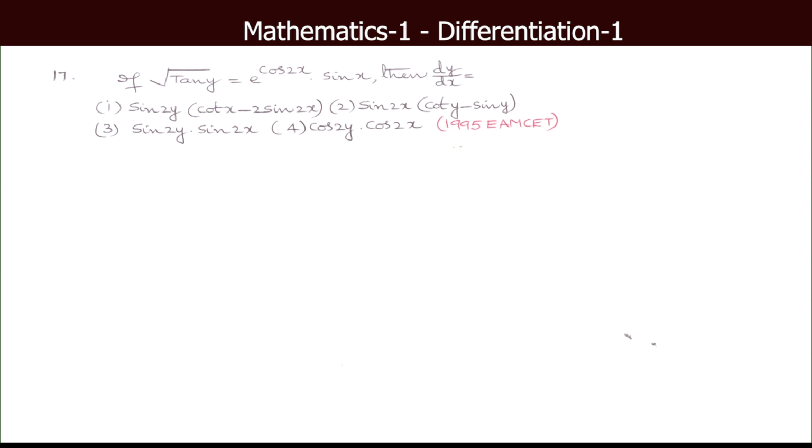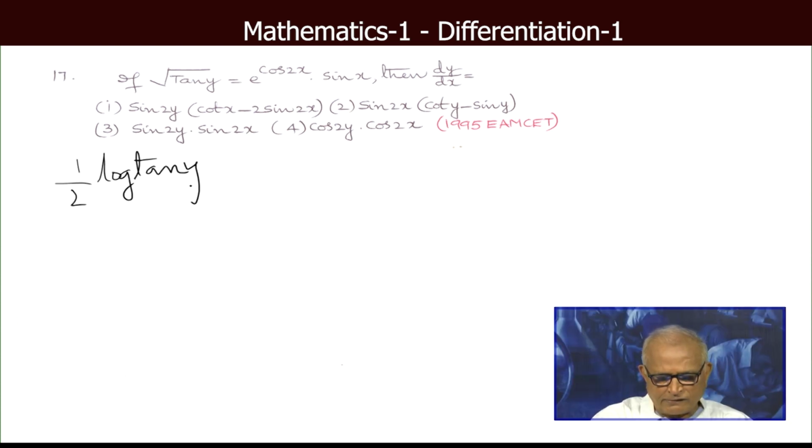We also assume that because the right hand side is positive, the left hand side is also positive and cannot be 0. 0 అయితే అసలు క్వశ్చన్ లేదు, dy dx క్వశ్చన్ రాదు. అంచేత both left hand side, right hand side positive, it is desirable to take logarithms on both sides. So logarithm of root of tan y, that is 1/2 of log tan y, is equal to log e power cos 2x, that is cos 2x into log e, which is 1, plus log sin x.